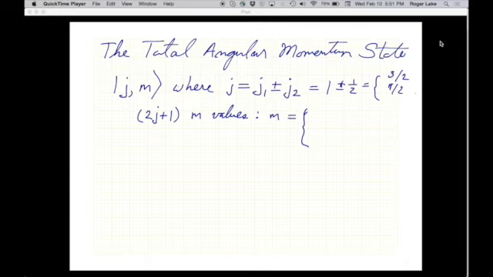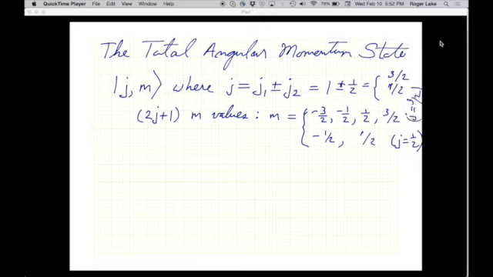So M can equal, for J equals 3/2, -3/2, -1/2, a half, or 3/2. Or, if J is a half, it can equal -1/2 or a half.